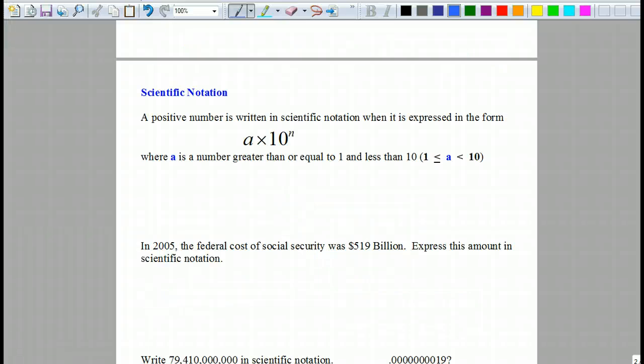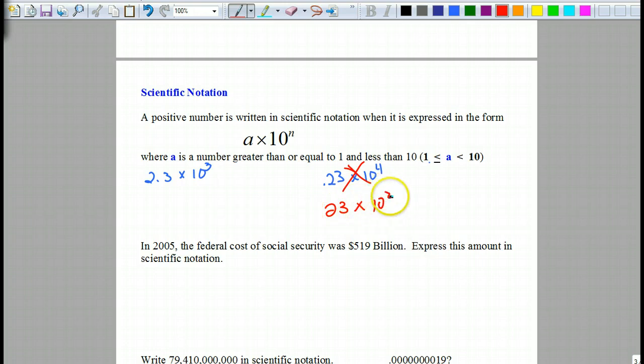Okay, so in scientific notation, the first number that you're going to write down is always between 1 and 10. So for example, I have the number 2.3 times 10 to the third. That's in its correct form. However, if I wrote it like this, 0.23 times 10 to the fourth, that means the same thing, but that's not in its standard form, so we wouldn't write it that way because the decimal point's in front of the 2. And we wouldn't write it as 23 times 10 to the second.